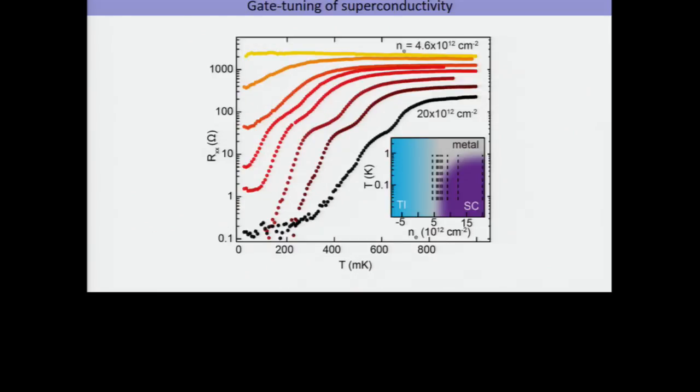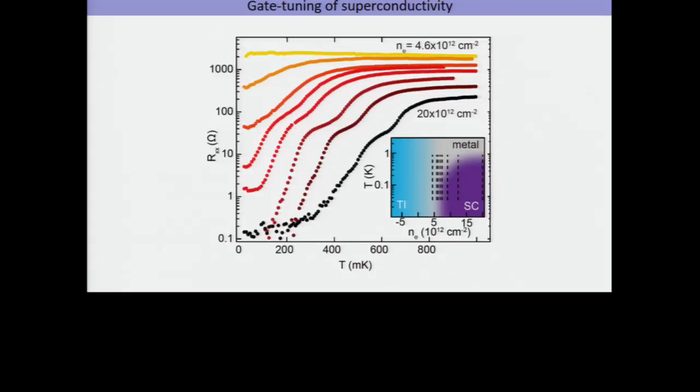This is just looking at the same thing from a different point of view. This is how the resistance drops off as you cool, and it varies, and it's density dependent. So just below 5 × 10⁻², it's basically metallic. It's almost completely independent of temperature. As you rise to 20 × 10⁻² centimeters squared, you get a good drop off of 3 or 4 orders of magnitude in the resistance as you cool below about 800 millikelvin.